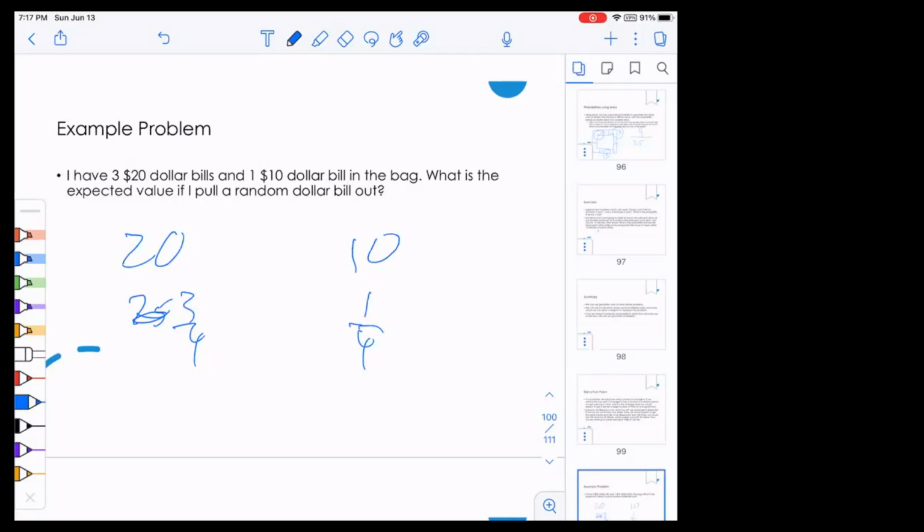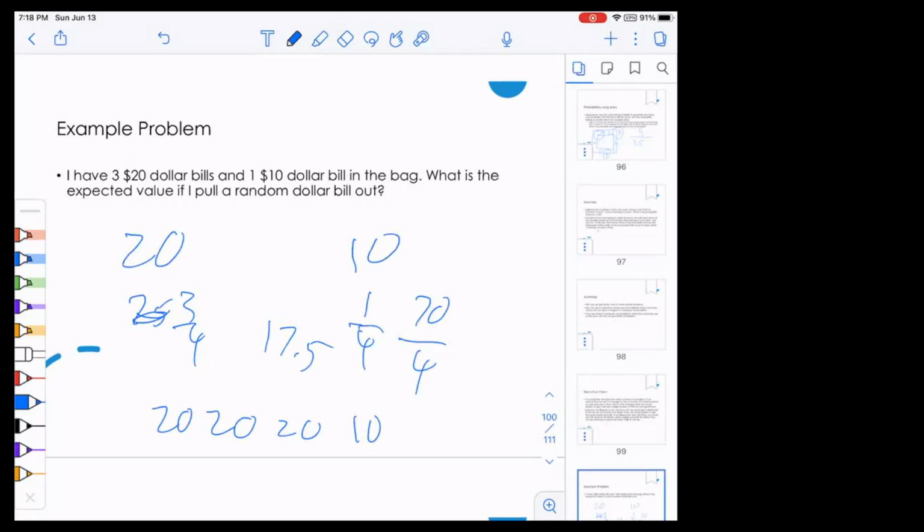We can find this by writing three 20s, since 20 has three times the weight, and one 10, and find the average of this. So we add these, we get 70. We divide this by 4 and we get 17.5. So that's basically how you do expected value.